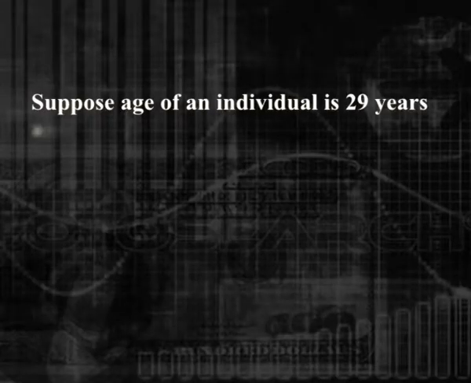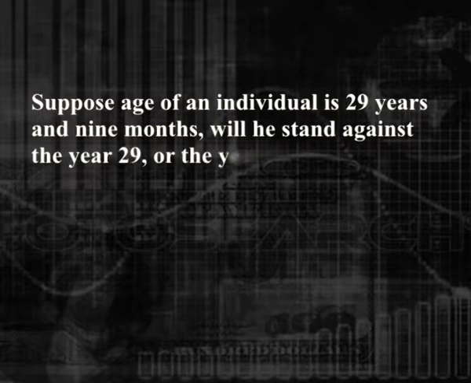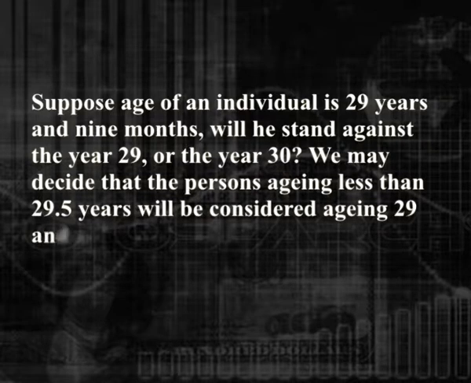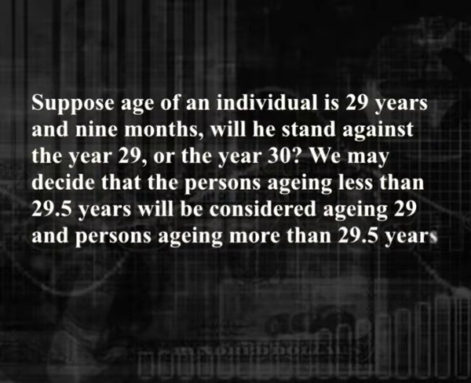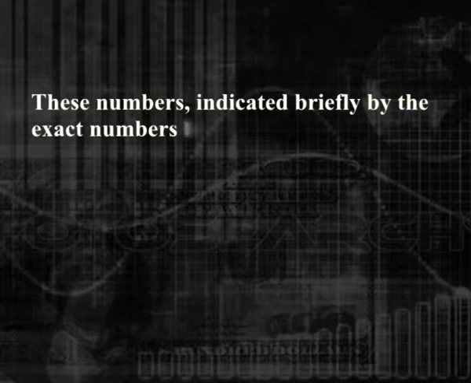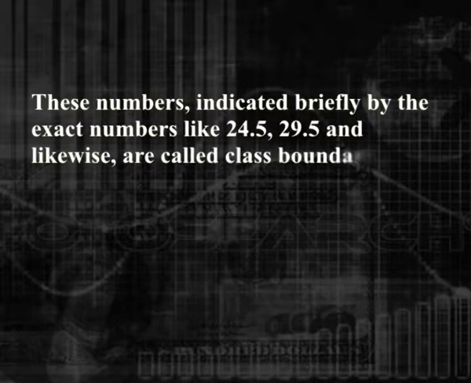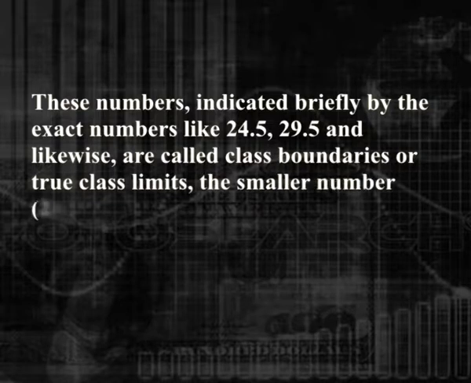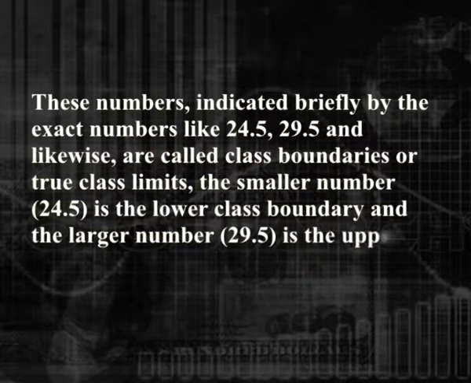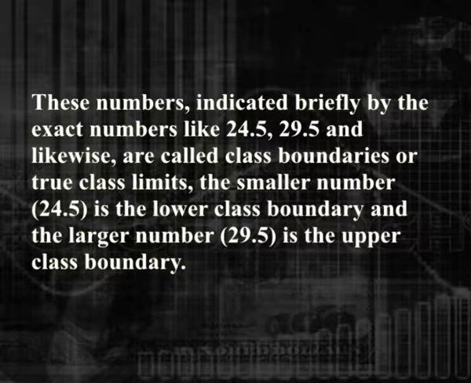Suppose the age of an individual is 29 years and 9 months. Will he stand against the year 29 or the year 30? We may decide that a person aged less than 29.5 years will be considered aged 29, and a person aged more than 29.5 years will be considered aged 30. These numbers, like 24.5, 29.5 and likewise, are called class boundaries or true class limits. The smaller number 24.5 is the lower class boundary and the larger number 29.5 is the upper class boundary.